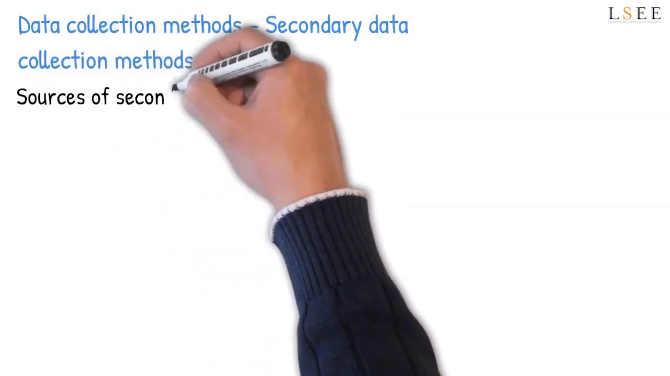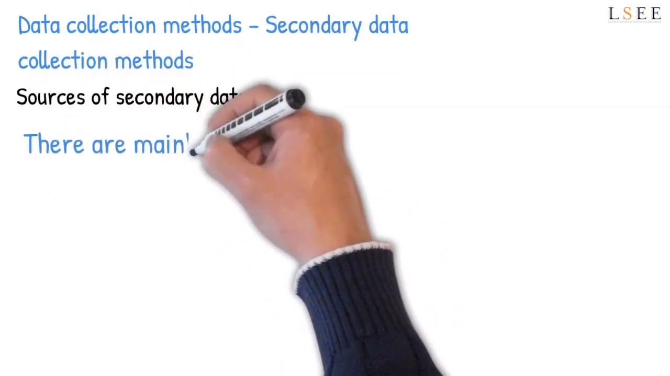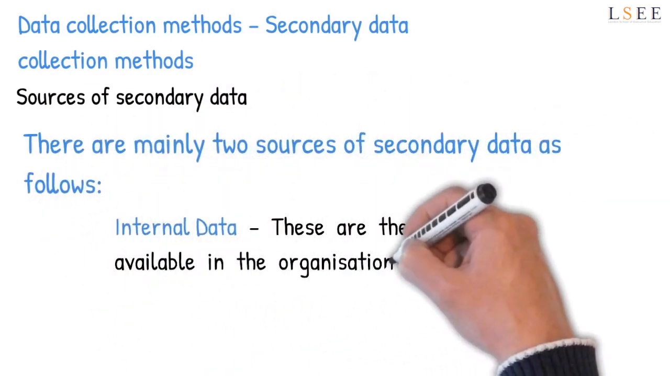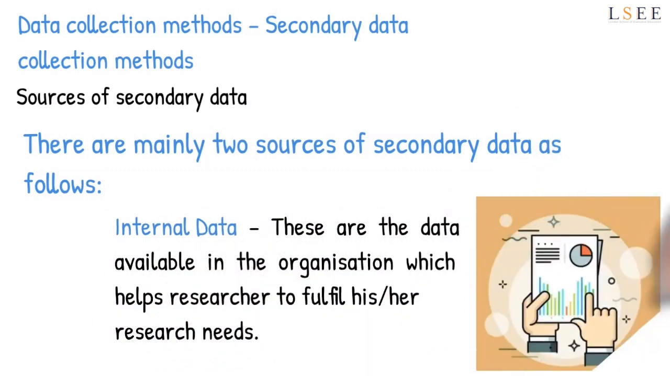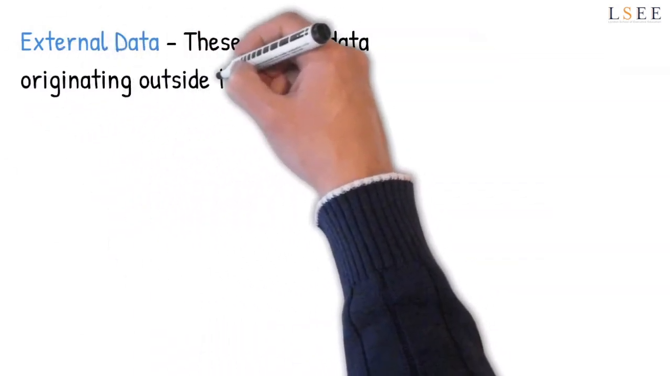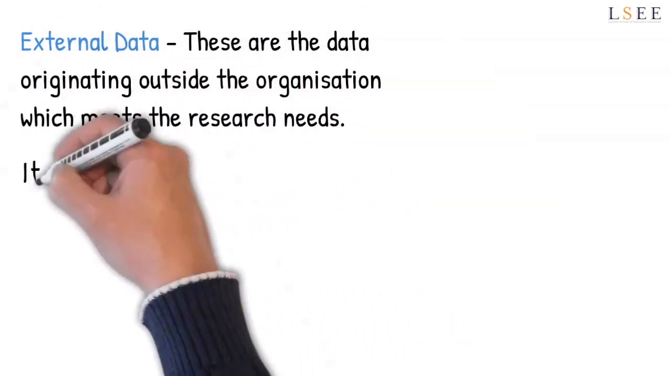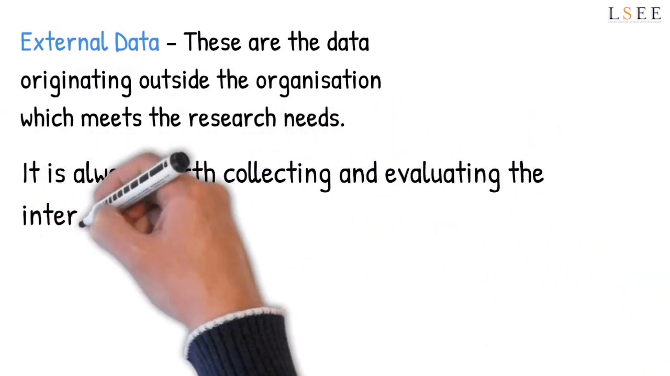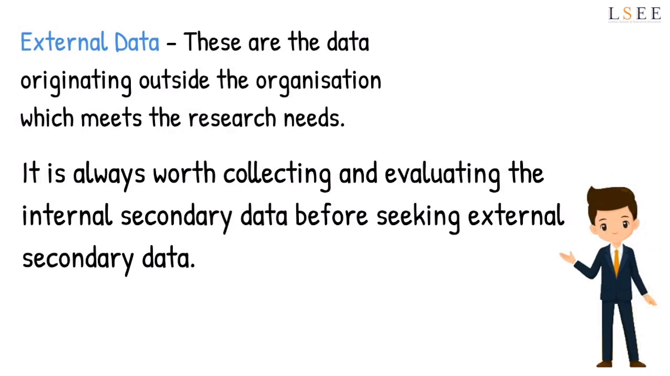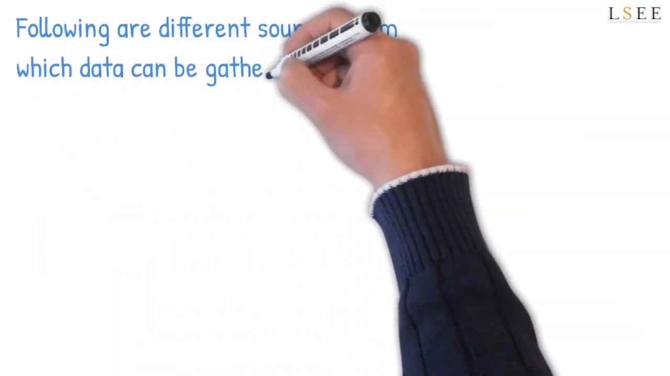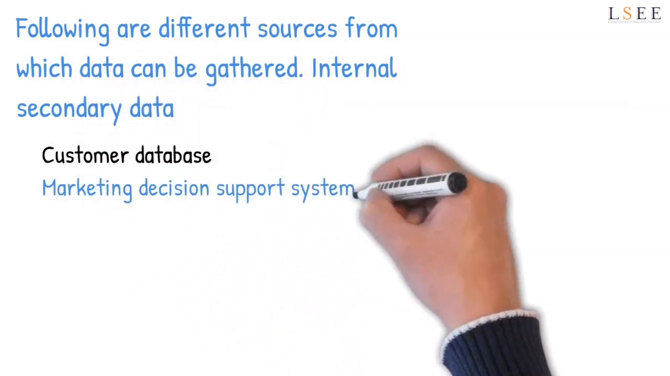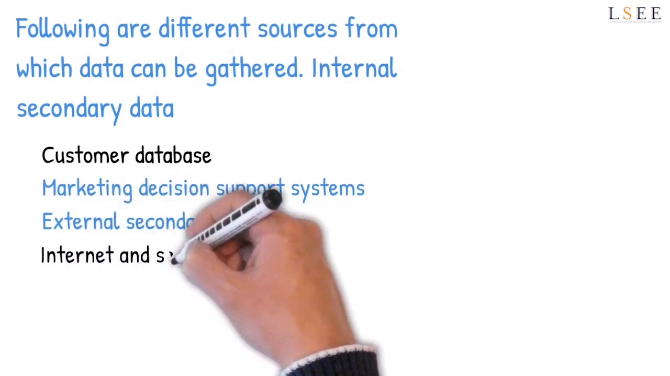Sources of secondary data. There are mainly two sources of secondary data as follows. Internal data. These are the data available in the organization which help the researcher to fulfill his or her research needs. External data. These are the data originating outside the organization which meet the research needs. It is always worth collecting and evaluating the internal secondary data before seeking external secondary data. Following are different sources from which data can be gathered. Internal secondary data. Customer database. Marketing decision support systems.